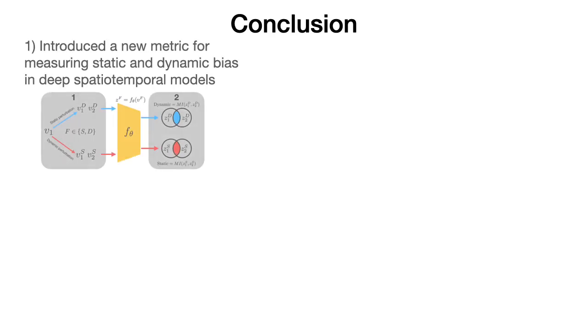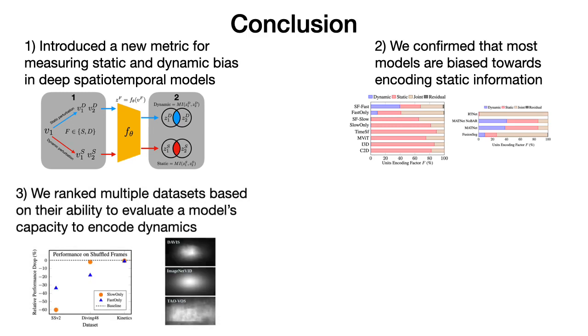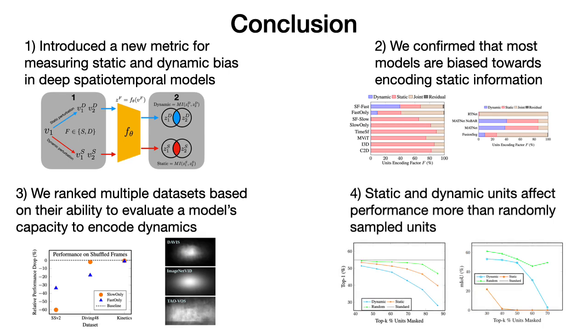In conclusion, we have introduced a new metric for quantifying the static and dynamic biases in deep spatiotemporal models. We confirmed that most models are biased towards static information. We then ranked multiple datasets in each task based on their biases, and finally we showed the large impact of static and dynamic units on performance in downstream tasks.